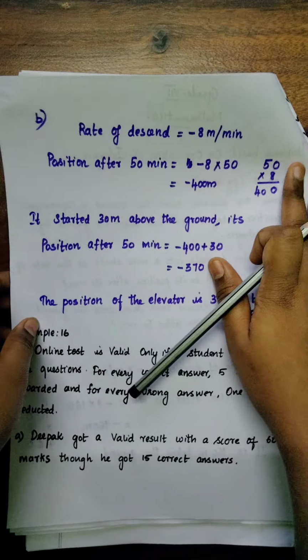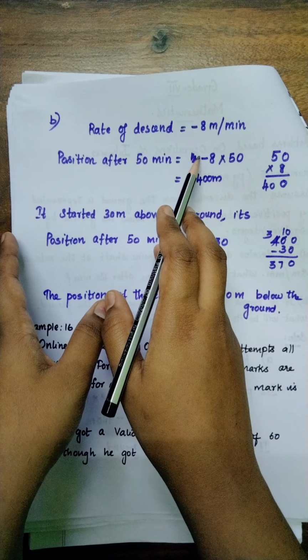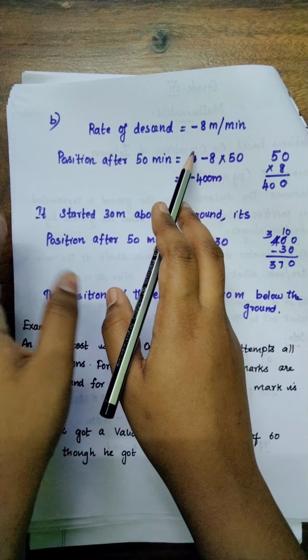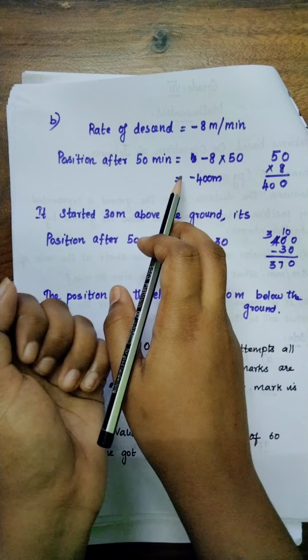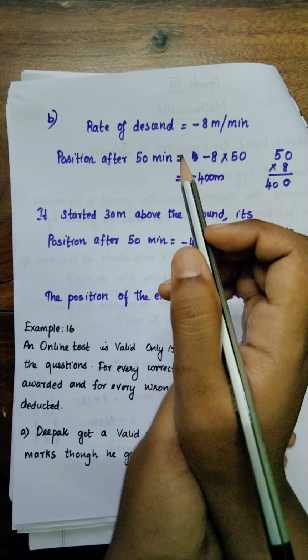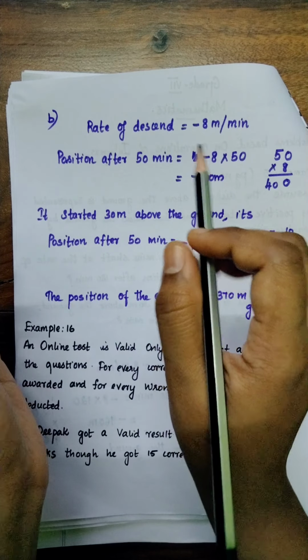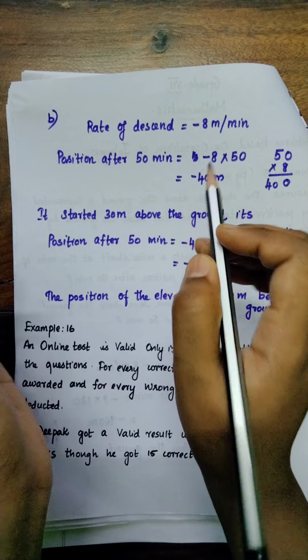So rate of descent is equal to, already we know, minus 8 meter per minute. In 1 minute it is going down 8 meters. So minus 8 meter per minute. So position after 50 minutes is equal to minus 8 into 50, that is minus 400 meter.